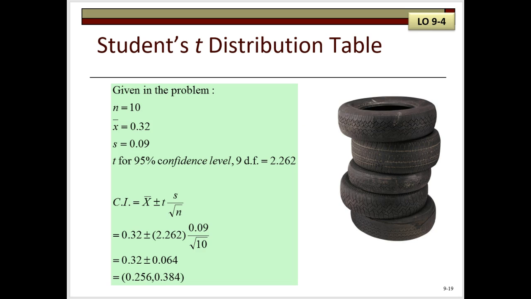Substituting the given information into the confidence interval formula, we obtain a lower limit of 0.256 and an upper limit of 0.384. So based on this confidence interval, we conclude that the manufacturer can be reasonably sure that the true mean remaining tread depth of its tires after having been driven 50,000 miles is somewhere between 0.256 and 0.384 inches.